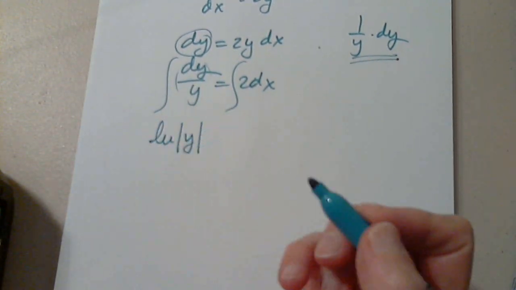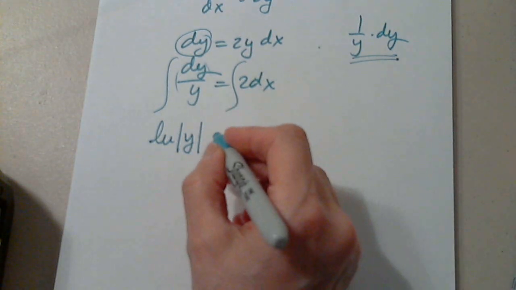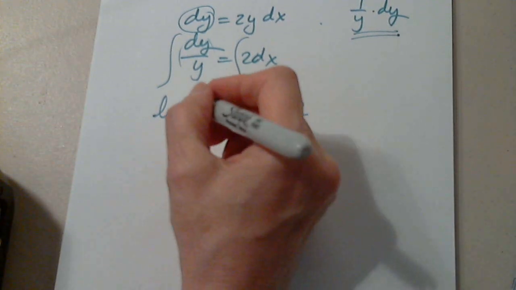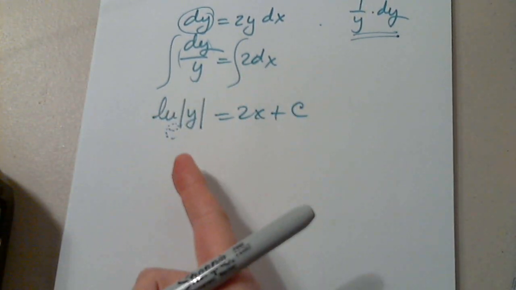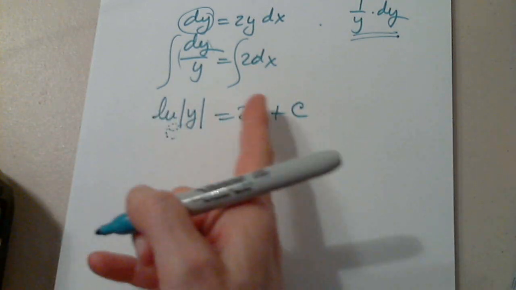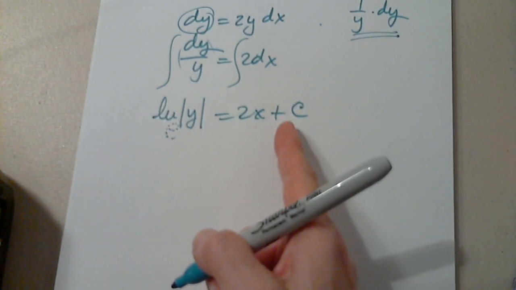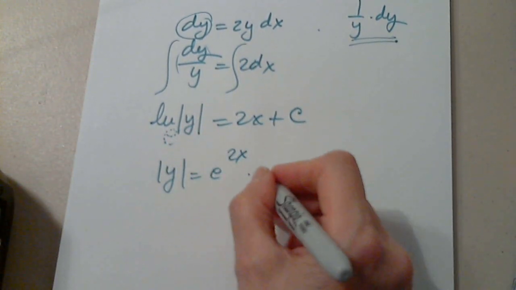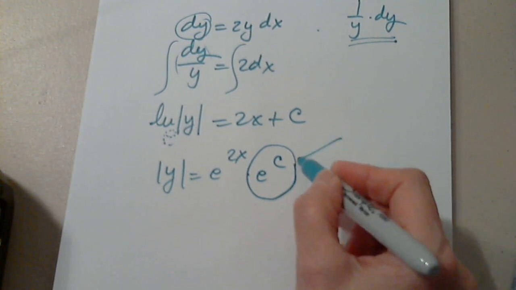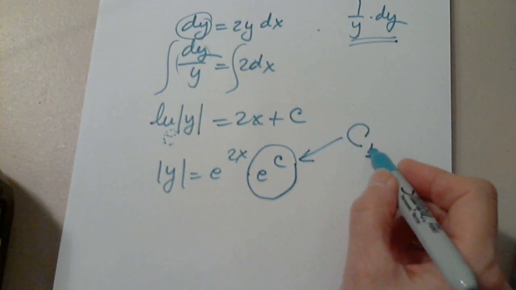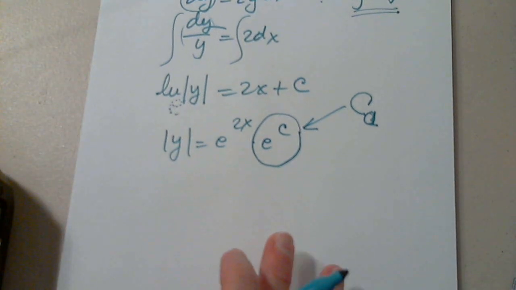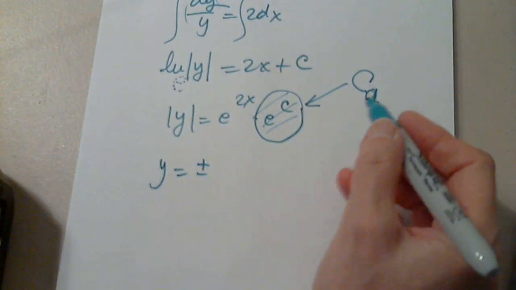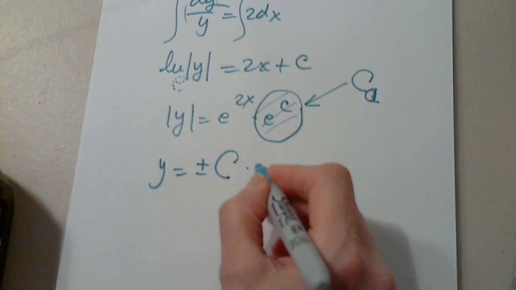Okay, thank you. So then the natural log of the absolute value y equals 2x plus a constant c. And this is the difficult part here, because remember we have to change the logarithmic equation into an exponential equation. E to this equals the absolute value of y. So we write it as e to 2x times e to c, because we are going to replace this by another c. You can call it c1, you can call it c0, whatever you want. It doesn't matter. It's a constant. So then we will have y equals plus or minus this constant times e to 2x.